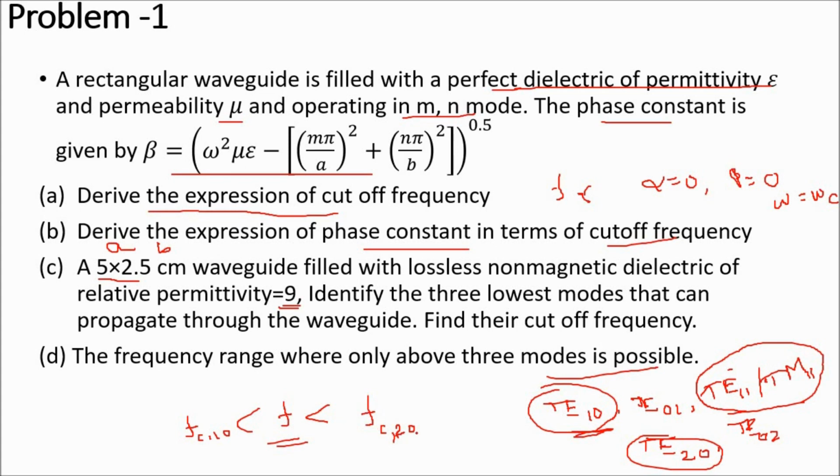Okay, not lower than this. So you have to take the fourth one. So 1, 2, 3. So maybe this is the fourth one. So you can write FC02. So then it will carry the 3 modes.